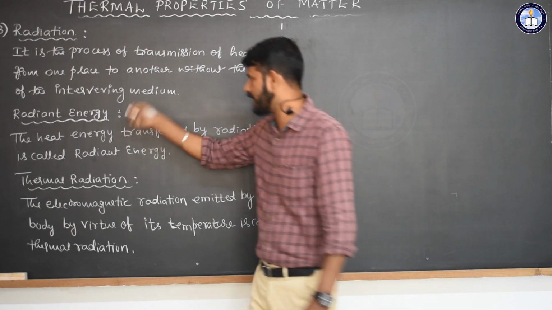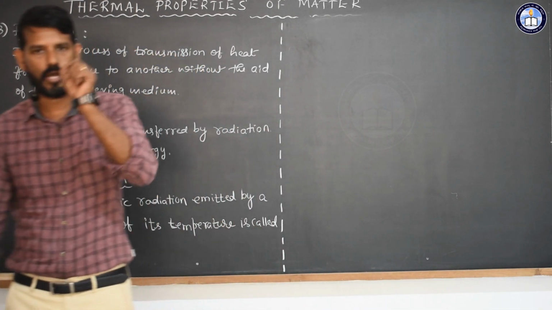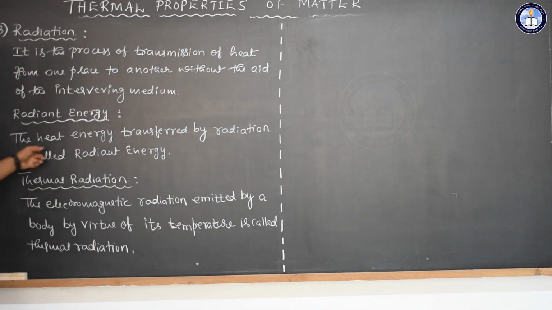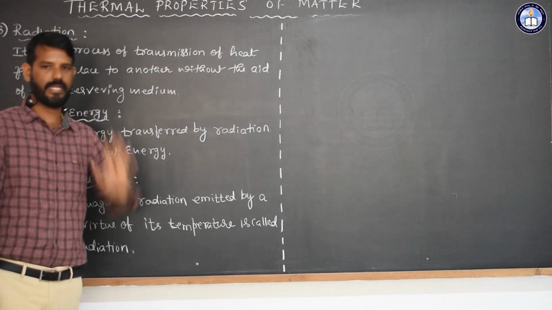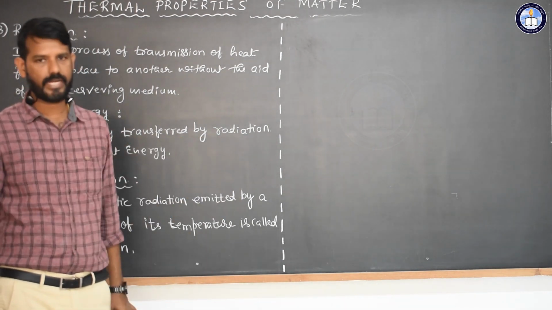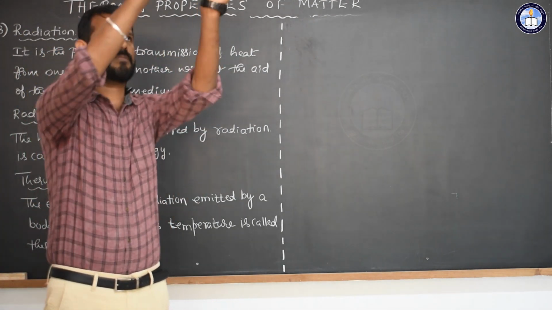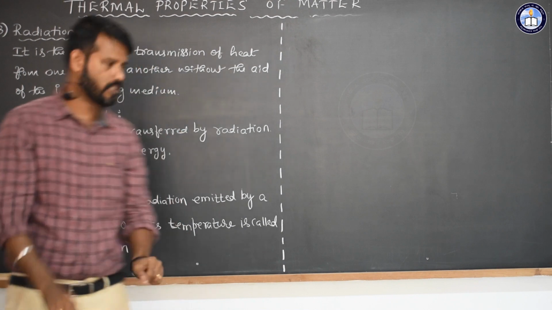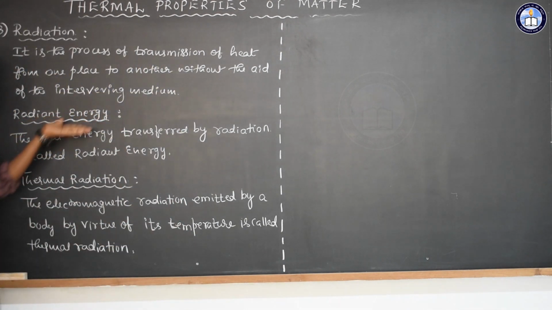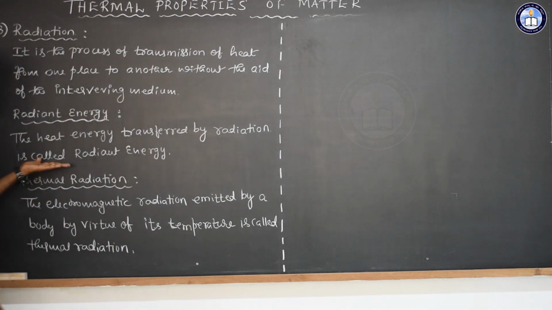Okay. Now the energy transmitted is called radiant energy. This is actually heat energy transferred by radiation, electromagnetic radiation. We have infrared radiations that carry the heat energy from the sun's atmosphere to the earth's atmosphere. The energy transferred by this radiation is called radiant energy.